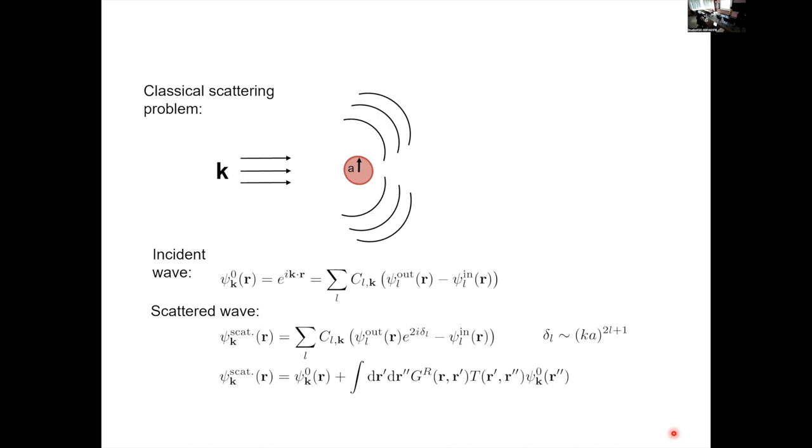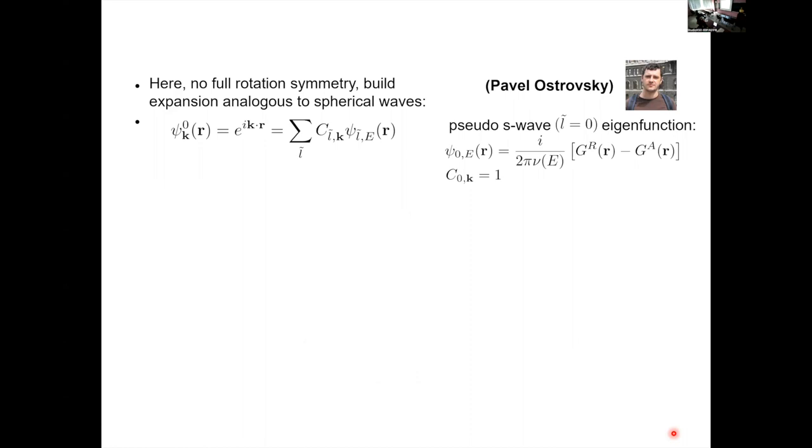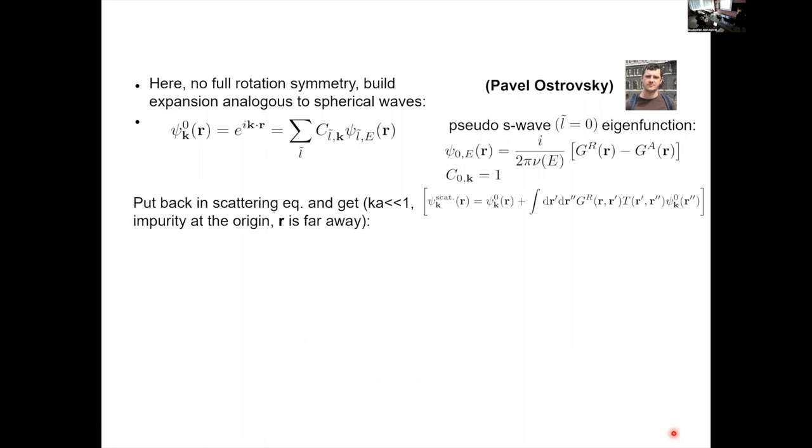So if you have a scattering center of radius a and typical momentum is k, then the scattering phase shift of order L will be ka to the power L plus 1. So it will get smaller and smaller if the wavelength of the electron is much longer than the scattering center. Okay, and then you can represent this result by the so-called T-matrix, S-matrix, and so on. So here we need to build a similar formalism, but not restricting ourselves to this type of impurities.